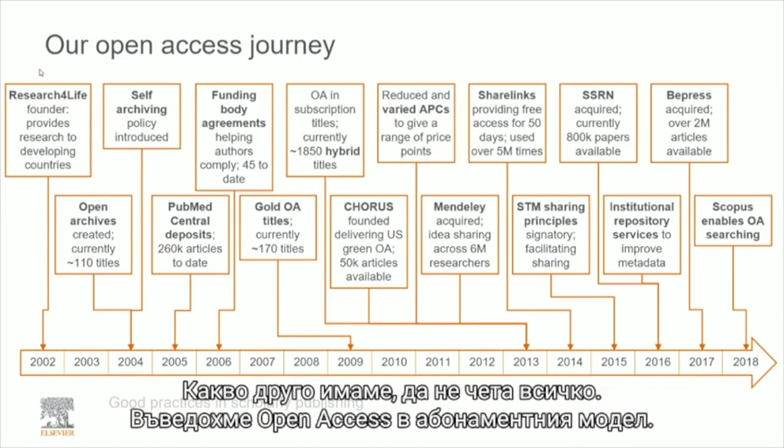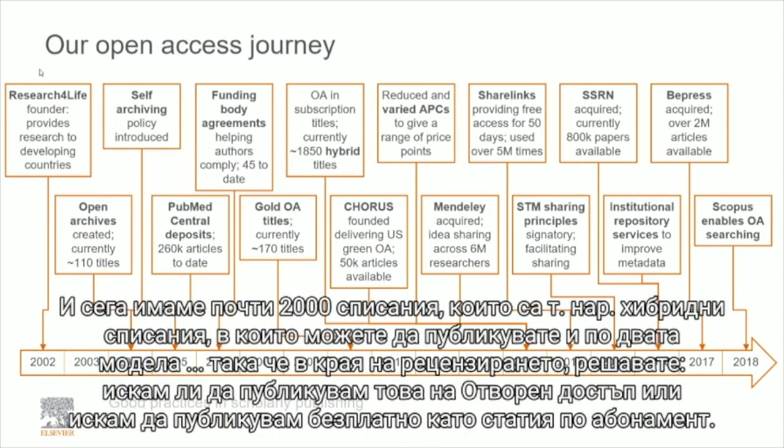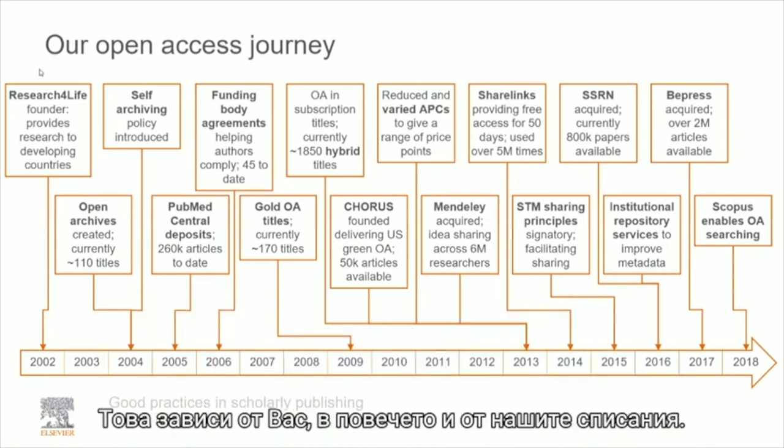What else do we have? I'm just looking at it, not to read it all to you. We introduced open access into the subscription model, and we now have almost 2,000 journals which are so-called hybrid titles, in which you can go either way. So at the end of the review, you decide, do I want this published as open access or do I want to publish this for free as a subscription article? This is up to you in most of our journals.